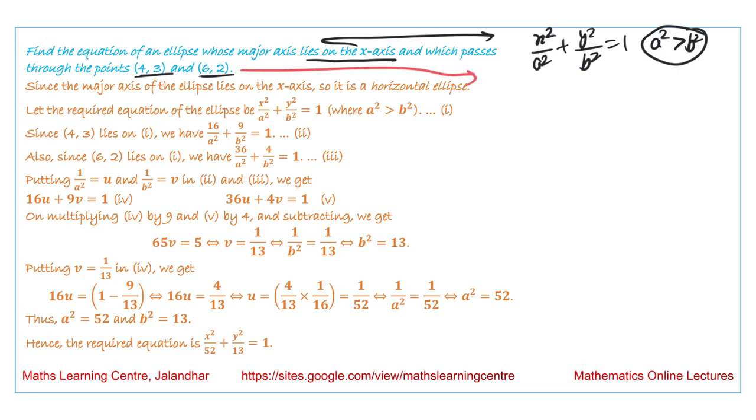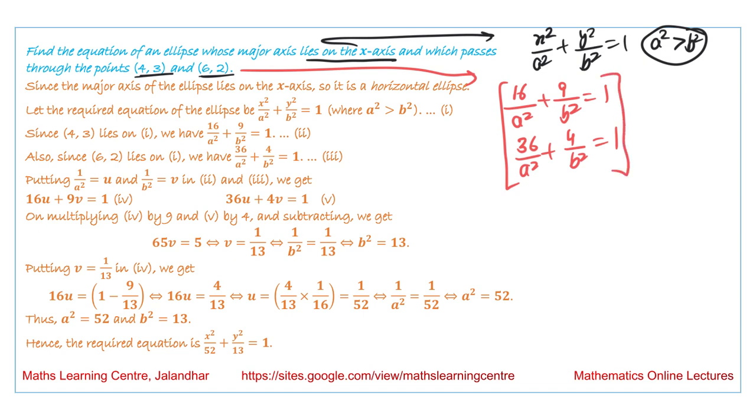So we obtain two equations. One is 16 by a square plus 9 by b square is equal to 1. Second is 36 by a square plus 4 by b square is equal to 1. So these are the two simultaneous equations that we have to solve.